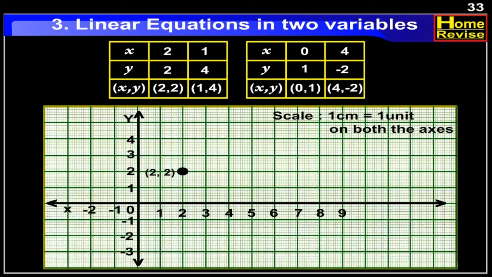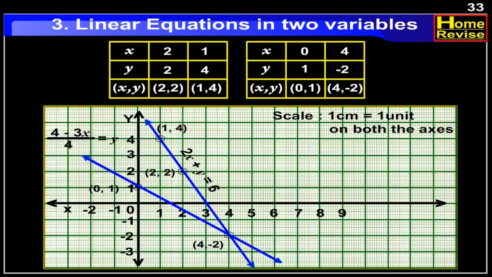Now plot the points 2, 2 and 1, 4 and join them to get the graph of equation 2x plus y is equal to 6. Similarly, plot the points 0, 1 and 4, minus 2 and join them to get the graph of equation 4 minus 3x upon 4 is equal to y.